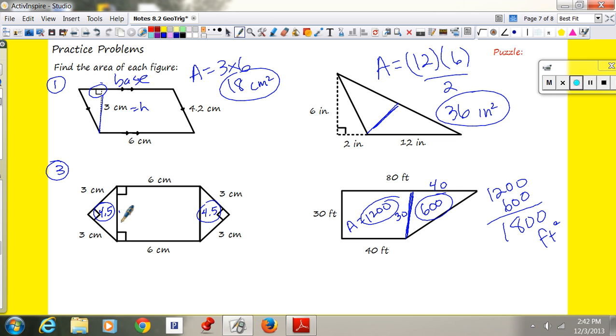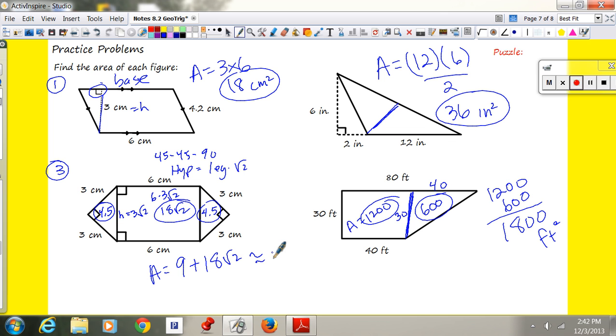Now, what is my height? It's 6. Because it's a triangle, not a square. This is 45, 45, 90. You remember in the 45, 45, 90 family, your hypotenuse equals the leg times radical 2. What's my leg? 3 is my leg, so this is going to be 3 radical 2 here. So you're going to get 6 times 3 radical 2, which is 18 radical 2. So your area is 9 plus 18 radical 2, which is about 34.5 when you find out the decimal value of that right there.